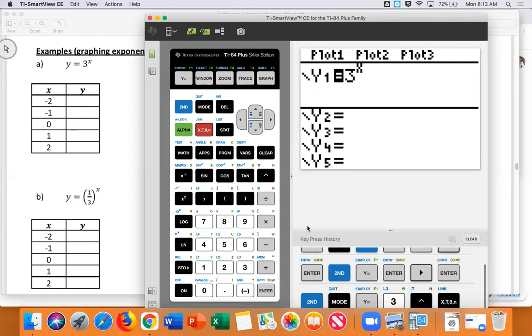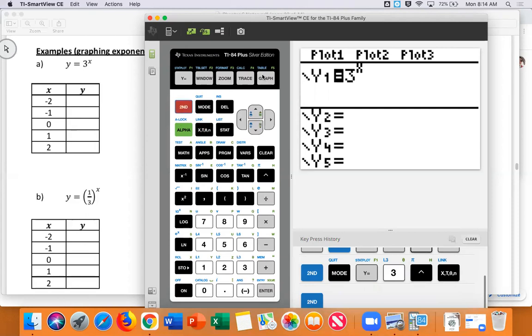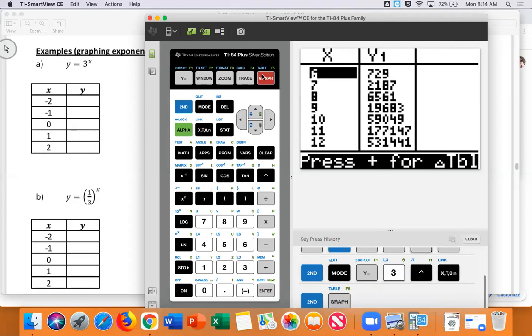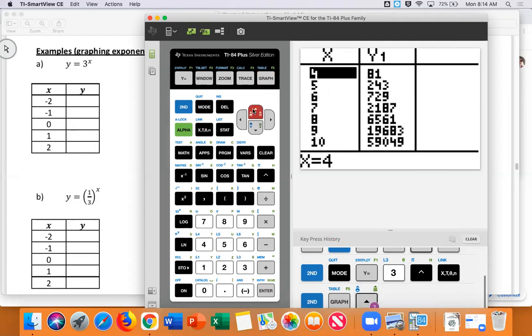Okay. Now we have a lot of things to do. We have to graph it and we have to create a table, right? Both of those are around this button, the graph button. So first, let's go to the table. We're going to hit the blue button and we're going to hit graph, and it brings us up to the table. And we're going to scroll through the table till we see the points we need.